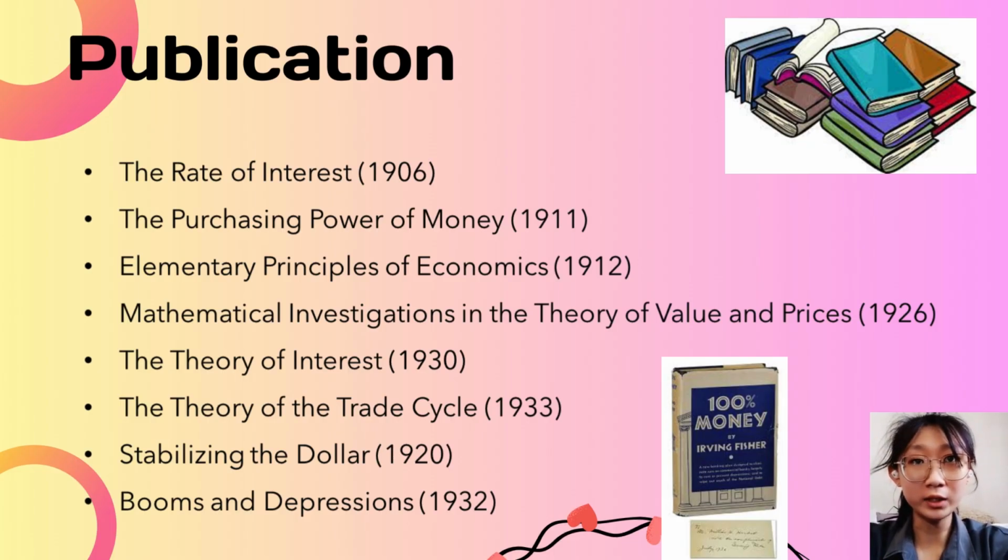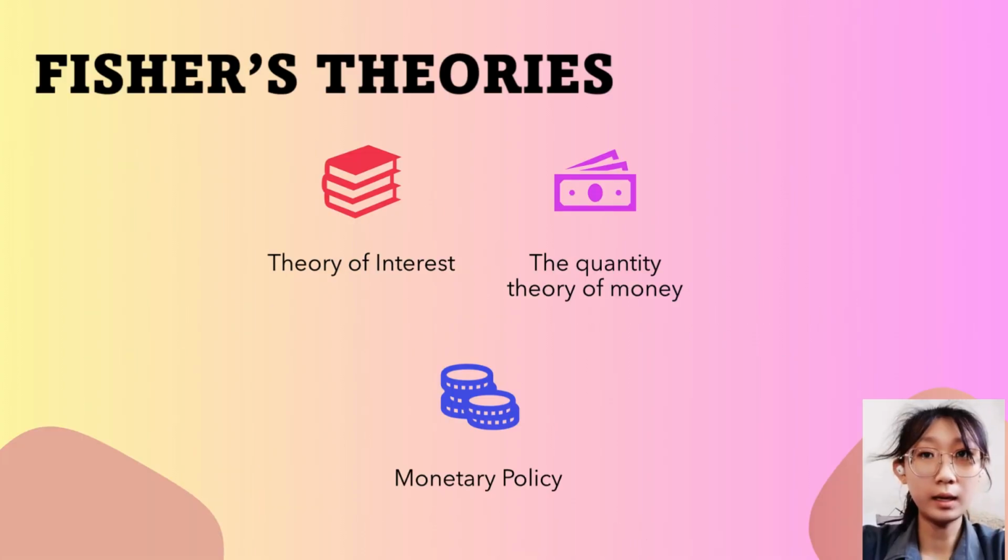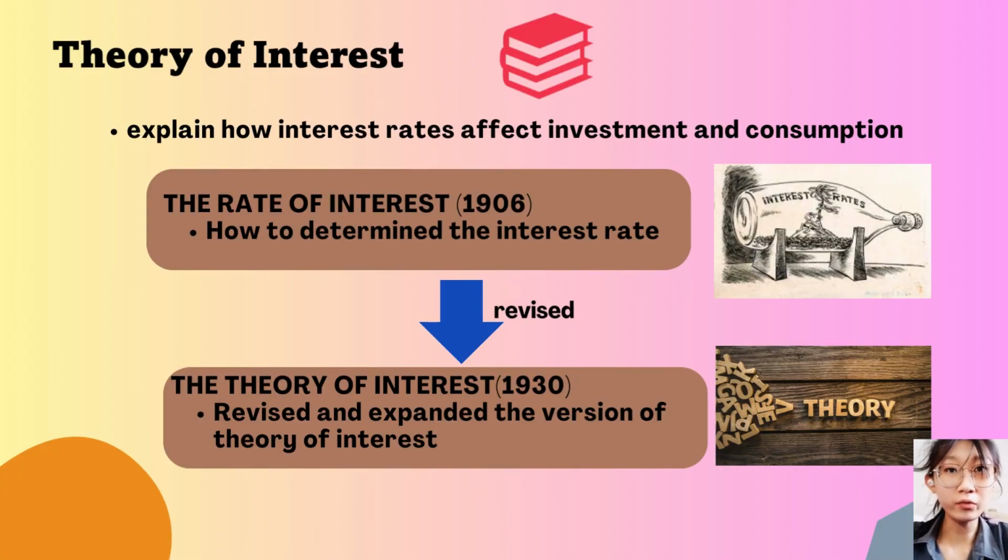Next is about Irving Fisher's publications. Some of his most popular books are The Rate of Interest, The Purchasing Power of Money, and The Theory of Interest, and others. Next, I will present Fisher's theory, which divides into three parts: the theory of interest, the quantitative theory of money, and monetary policy. First is the theory of interest. In his The Rate of Interest, published in 1960, Fisher set forth his sophisticated theory of how interest rates are determined. He published a revised and expanded version of this theory in 1930 in his The Theory of Interest.